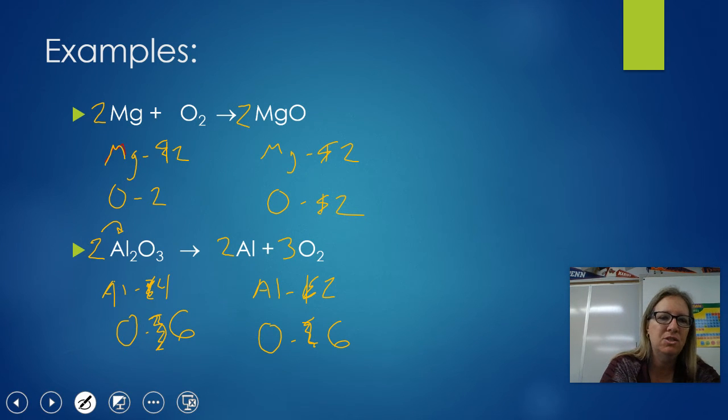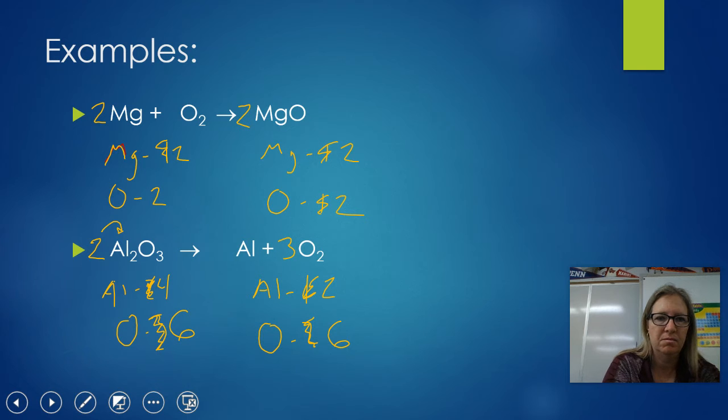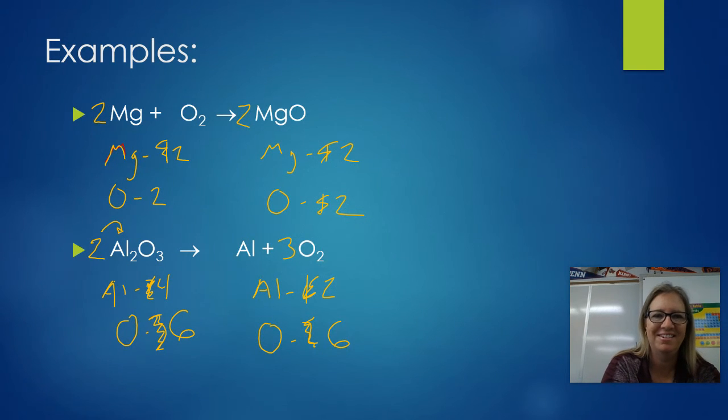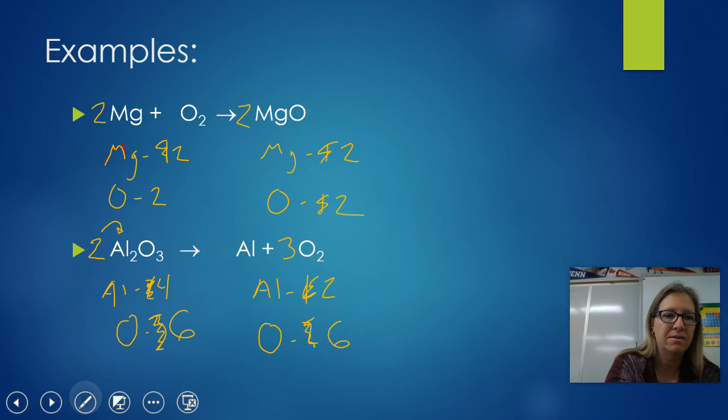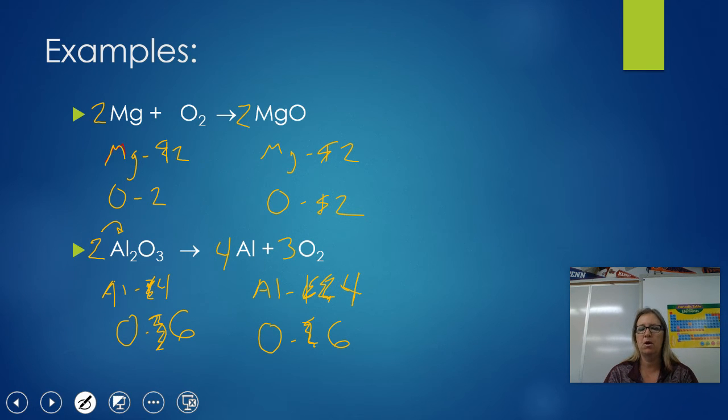So I simply just have to come back and, let me hope that I have the pen there. And put a 4 in front of that. No, where's the pen? There we go. Now it is a balanced equation. Okay, I have the same number of oxygen and aluminum on both sides. Notice I didn't change any of the subscripts, just the coefficients.